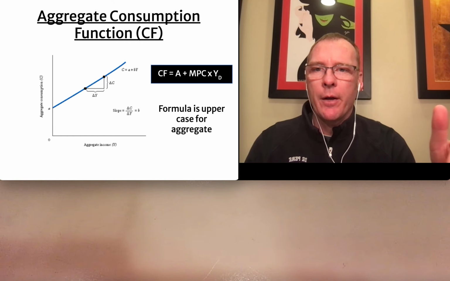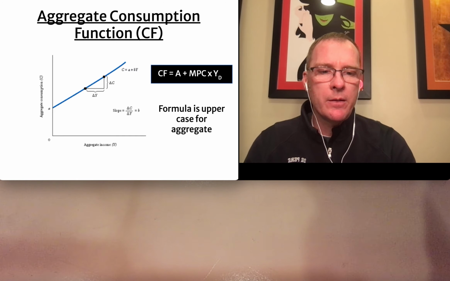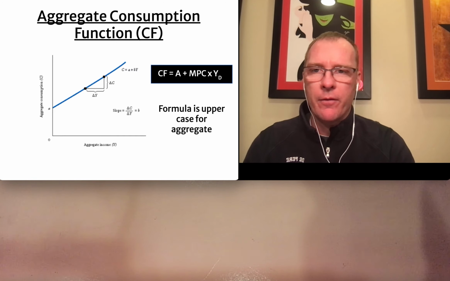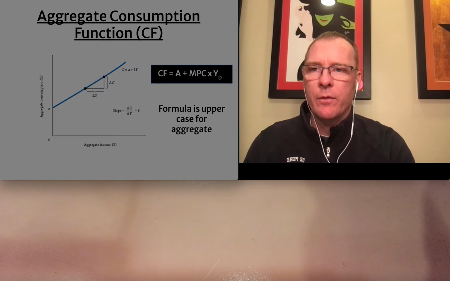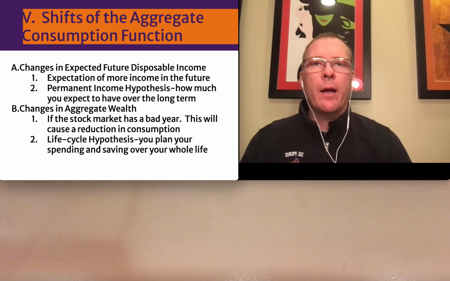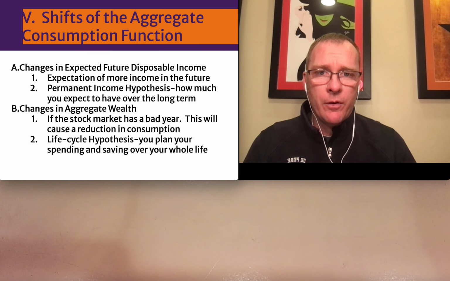If you look at this next part, this is for whole economies. So when you see capital letters there, that just means it's the aggregate. It's showing it for a whole economy, not just one individual. How can a shift in the aggregate consumption function happen?